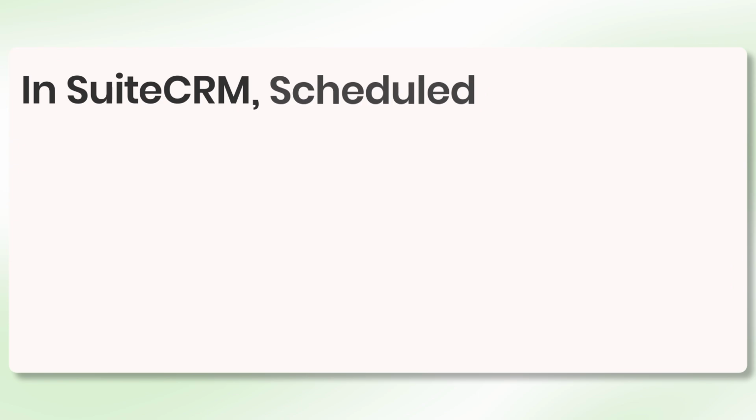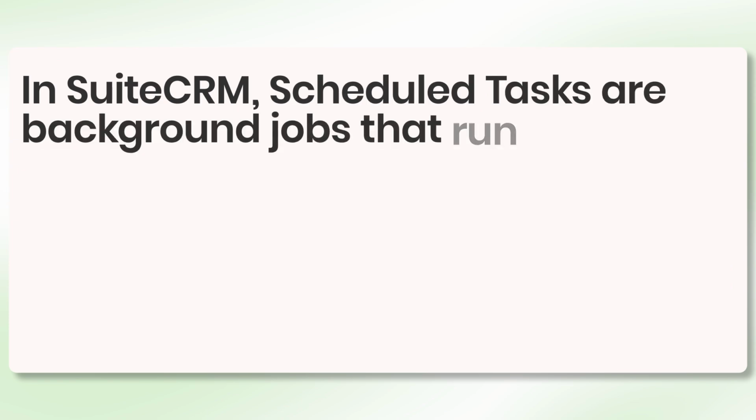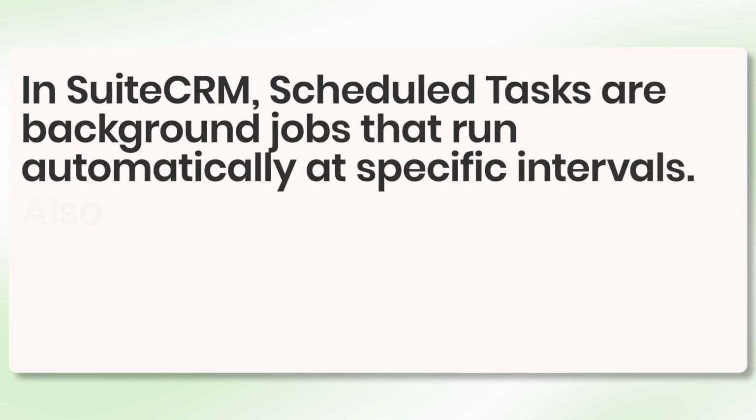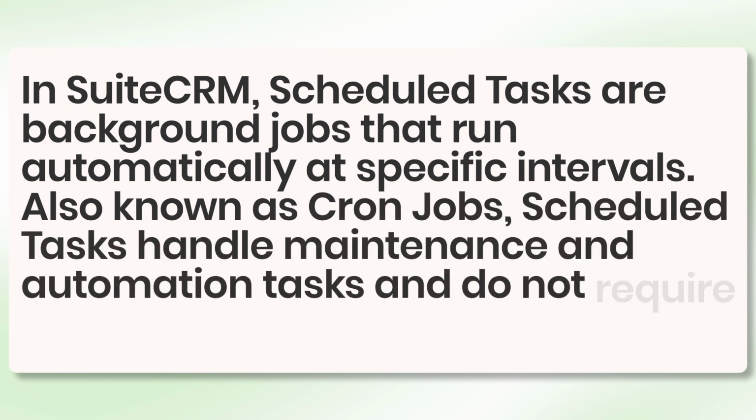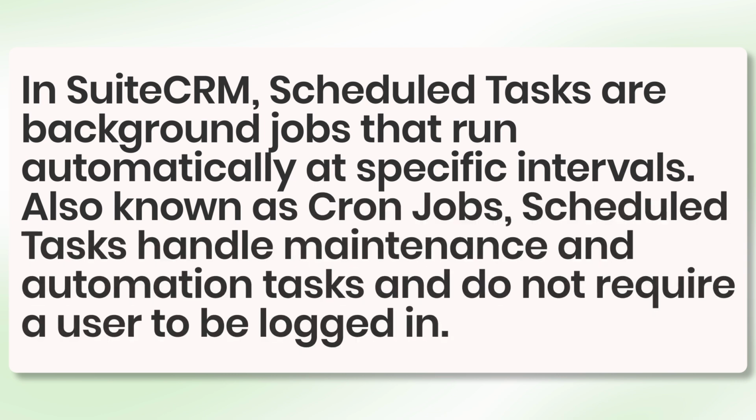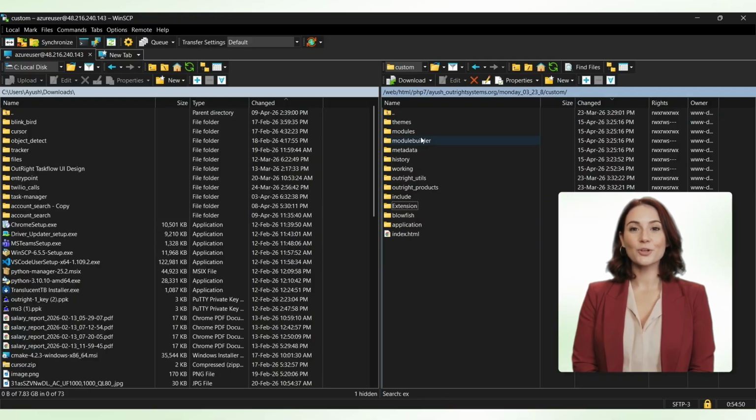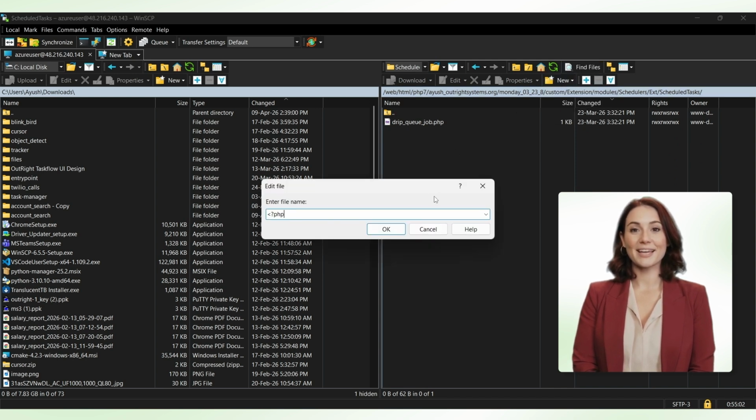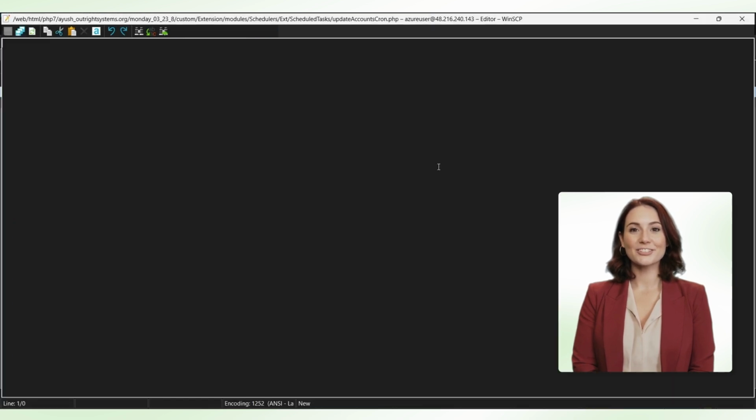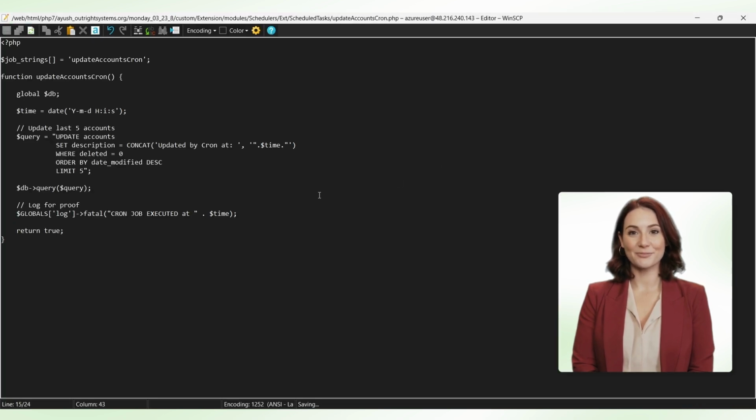Let us understand what scheduled tasks are. In SuiteCRM, scheduled tasks are background jobs that run automatically at specific intervals. Also known as cron jobs, scheduled tasks handle maintenance and automation tasks and do not require a user to be logged in. Go to Custom, Module Builder, Modules, Schedulers, Ext, Scheduled Tasks. Create a new file from the New tab in the Scheduled Tasks section and name the file updateaccountscron.php. In the new file created, register a scheduled task by entering the code as displayed.